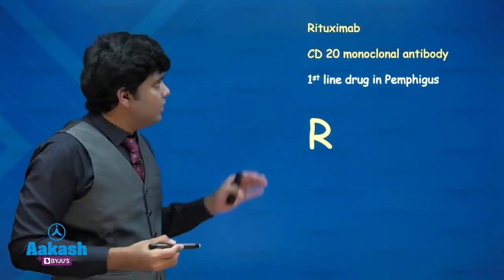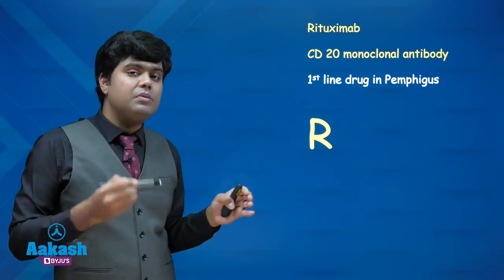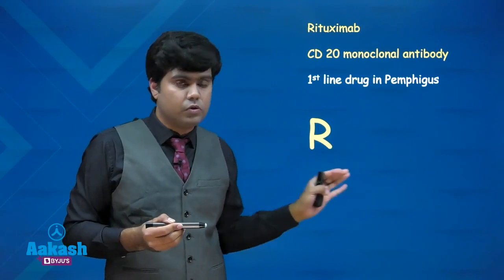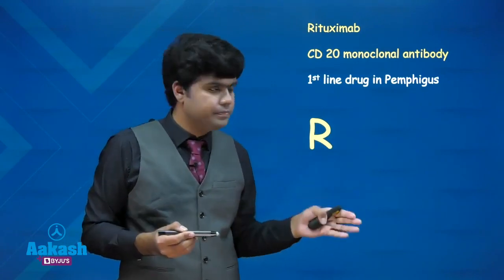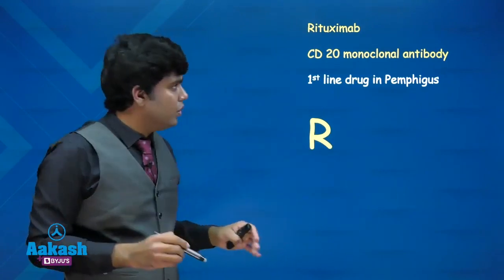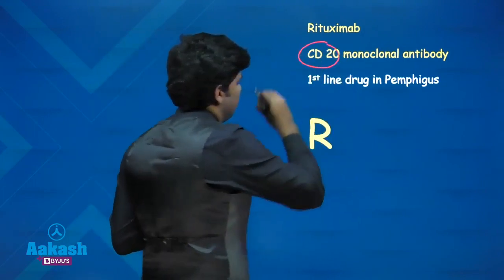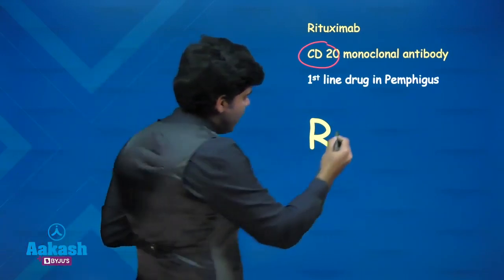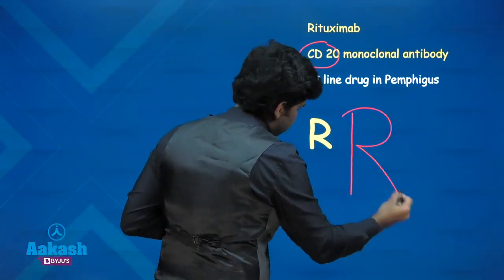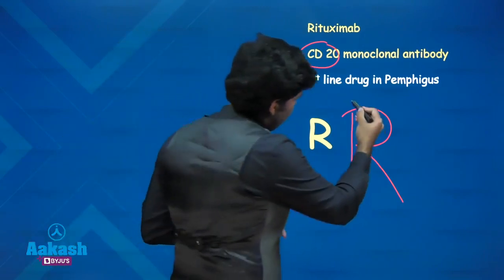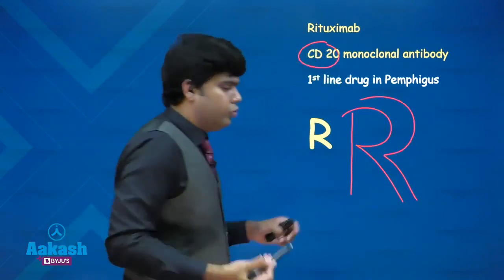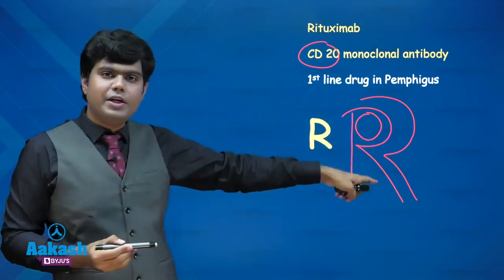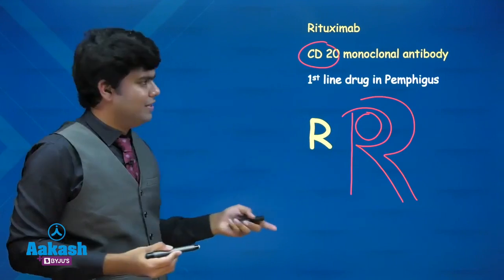Another monoclonal antibody, rituximab. So rituximab is a monoclonal antibody. Nowadays they are being used as first line of treatment in pemphigus also, apart from other autoimmune conditions. But what you should know is that it is a CD20 monoclonal antibody. Now how to remember CD20? Rituximab starts with R. So R has number 2. So it's 2 plus we can write it as 0 inside. So CD20 is rituximab. Easy? Right.